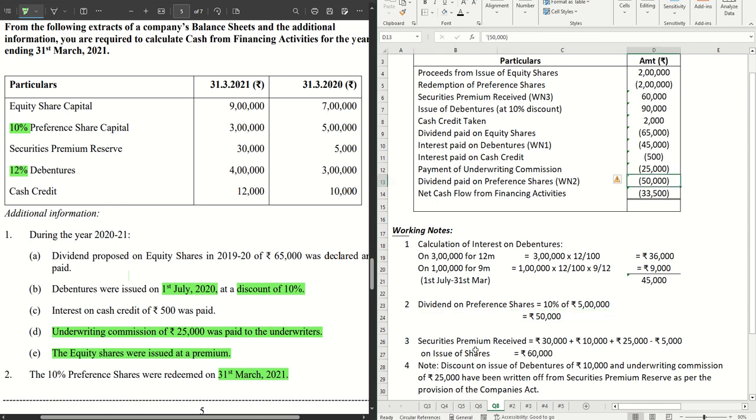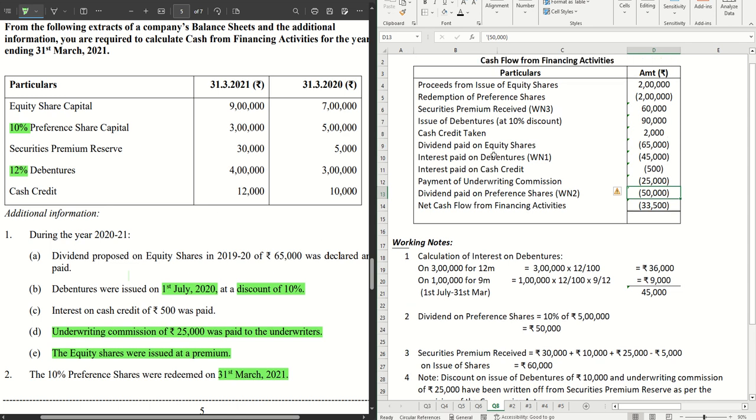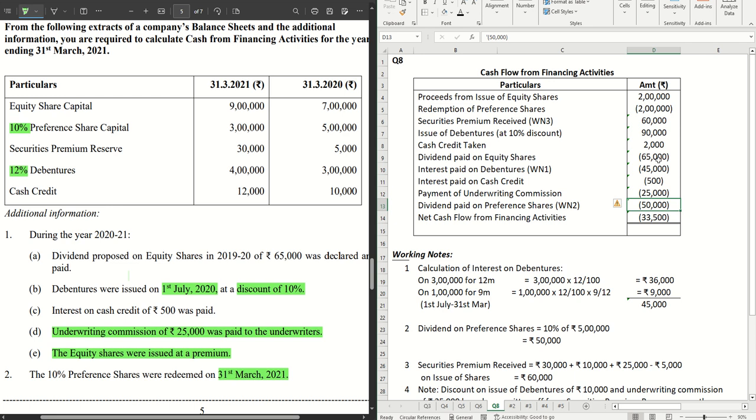Okay, so these are the items that we have for the cash flow from financing activities. If you add them up, you see that there is a negative amount which is coming here, minus 33,500, which is net cash used in financing activities. Okay, as it is a negative figure, इसका मतलब टोटल पैसे यूज हुए हैं, नेगेटिव फ्लो है यहाँ पर. These are the adjustments that we had for a 5-mark sum.